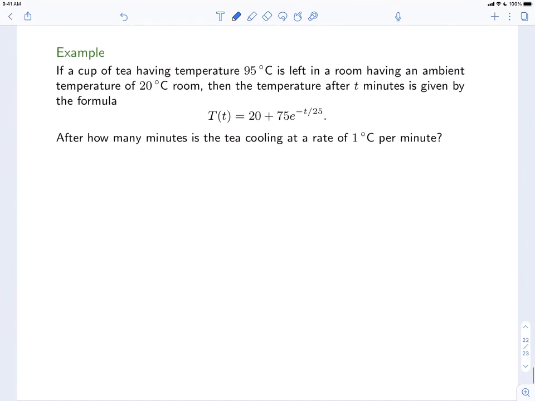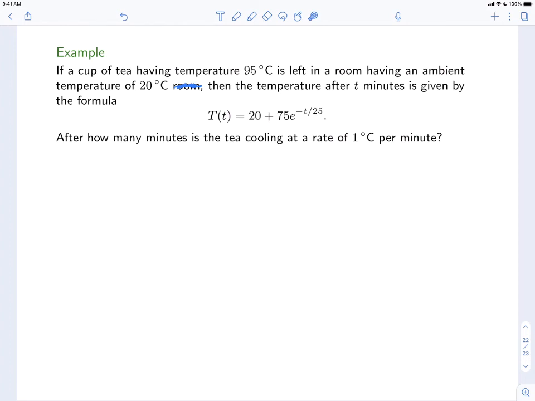Let's look at another example. We can talk about the rate of change of various quantities, not just position or speed. We can talk about, for example, temperature. If a cup of tea having temperature 95 degrees Celsius is left in a room having an ambient temperature of 20 degrees Celsius, the idea is that would be room temperature, then the temperature after t minutes is given by this formula.